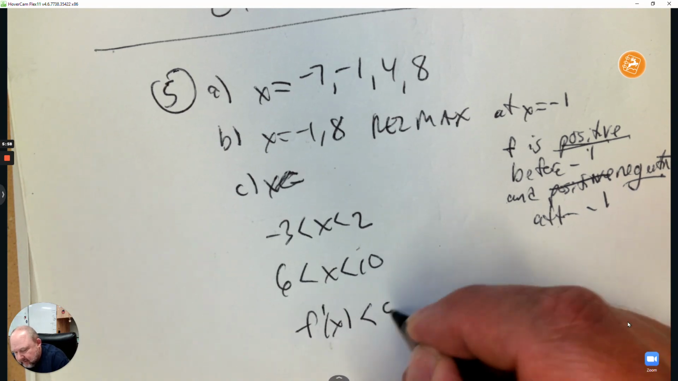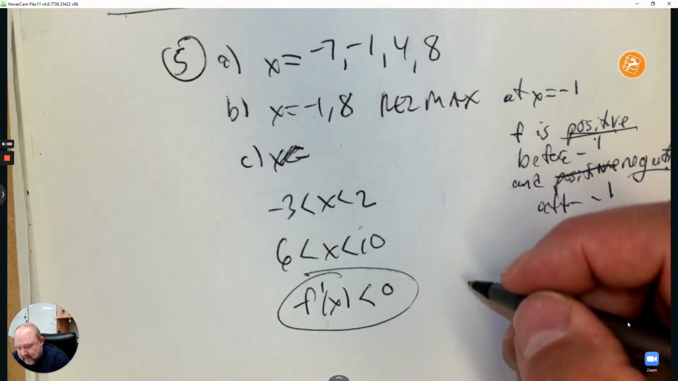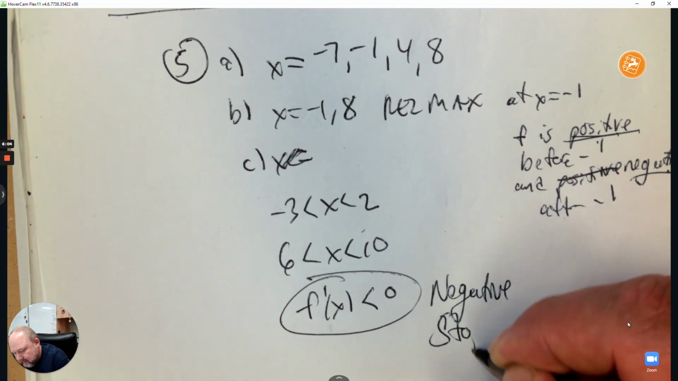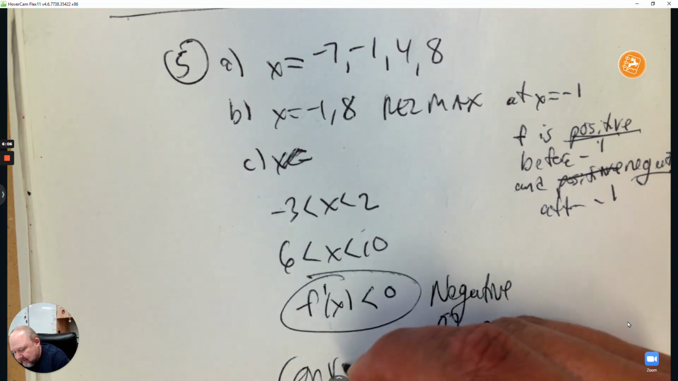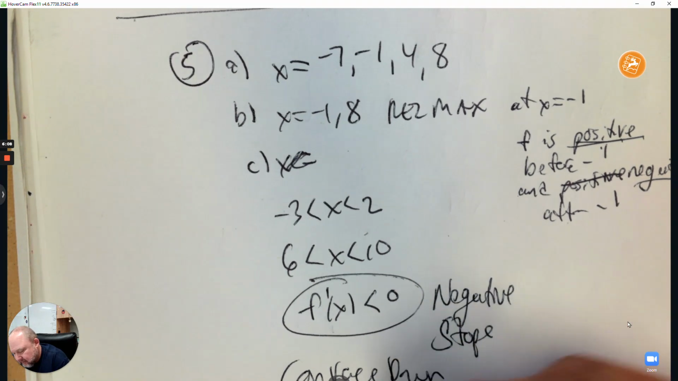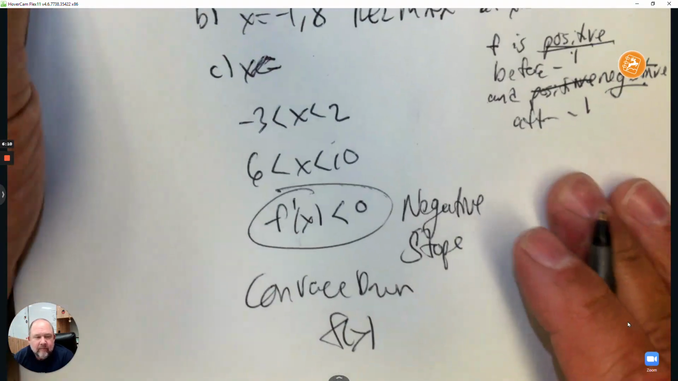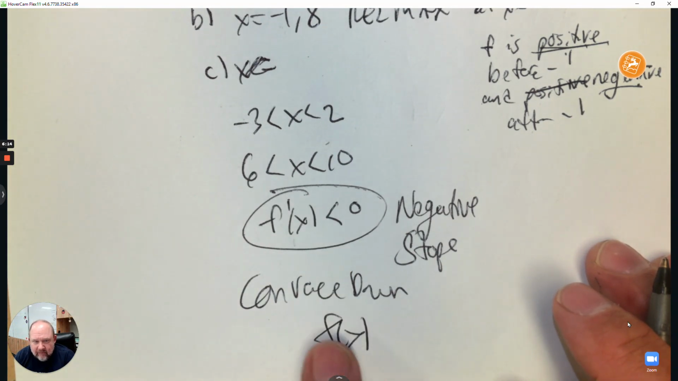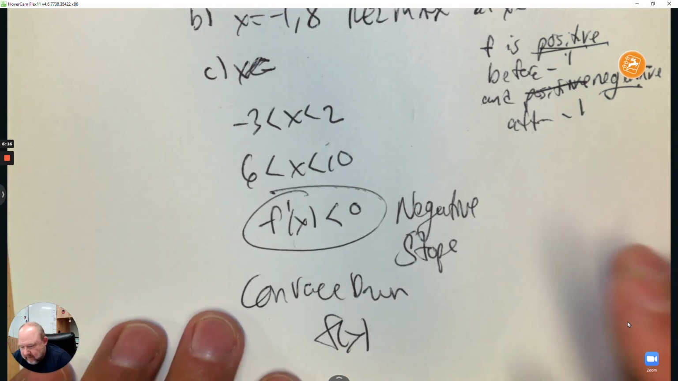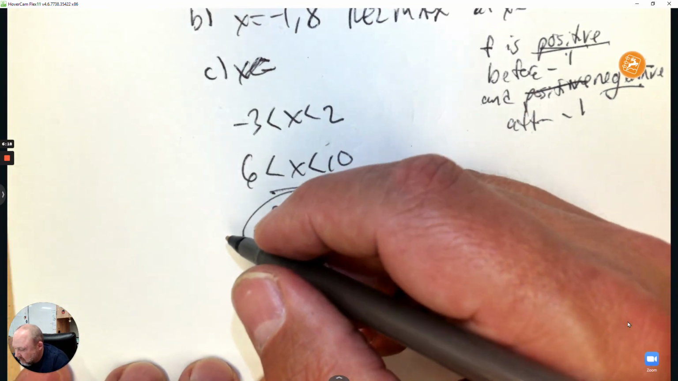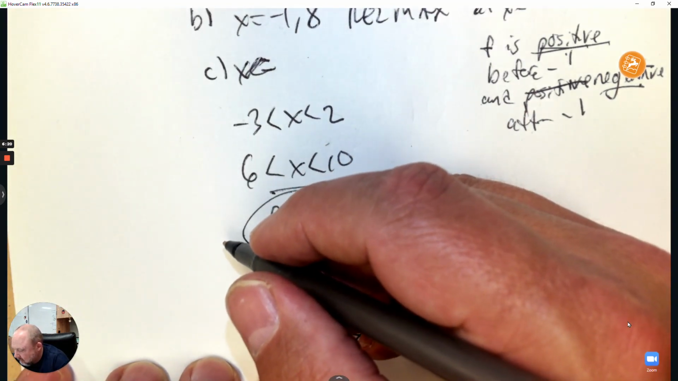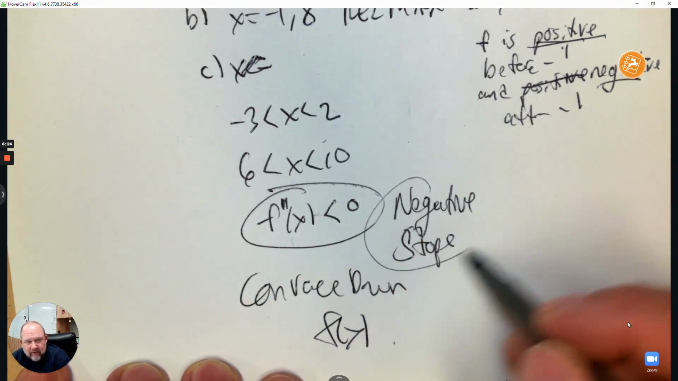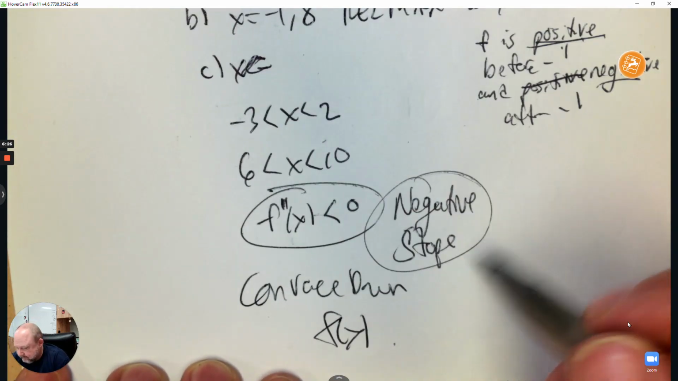So this is when the derivative is negative, when you have a negative slope. That means it's concave down for the function. So a negative slope for the derivative means it's concave down. And really what you're looking for is the second derivative is less than 0 there. So you're looking at that negative slope.